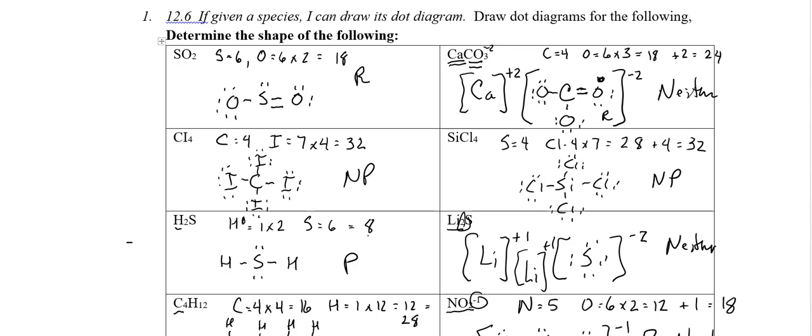SO2, sulfur has 3 sides. One side with an O, one side with an O, and one side unshared. That's not all the same, polar. That's it.